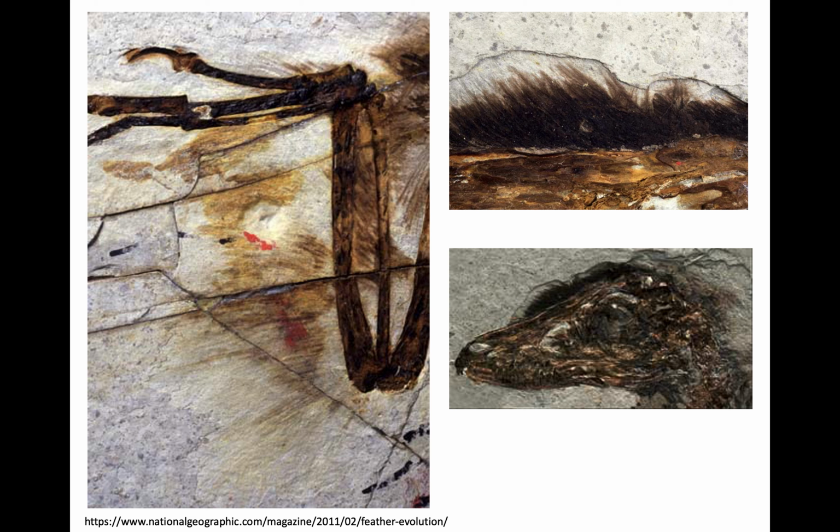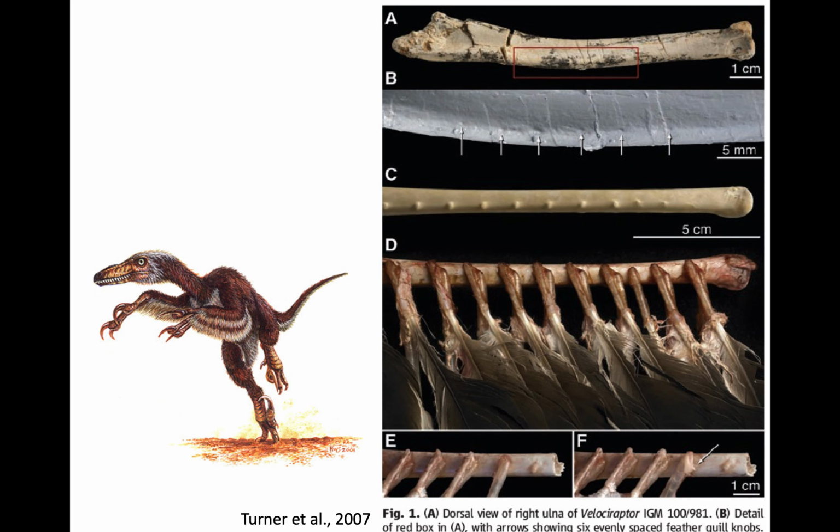These were in fact so well preserved we could get molecules out of them to see that they're made out of the same stuff that bird feathers are today. We have been able to reconstruct the color in some examples as well. Here we have quill knobs on velociraptors, so we can actually see where the feathers would have been attached.